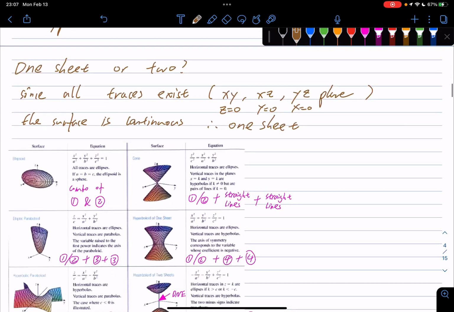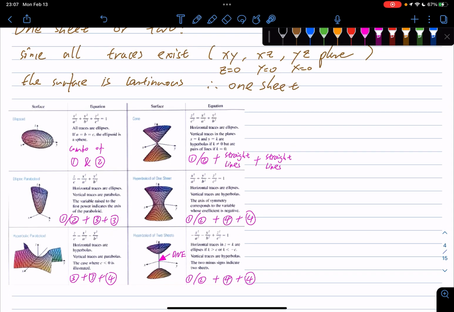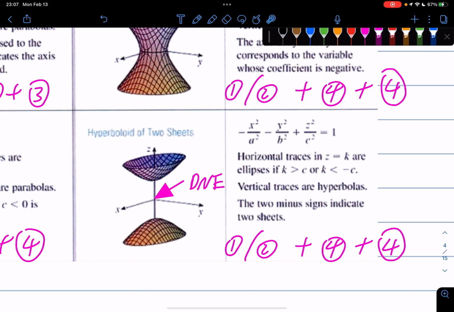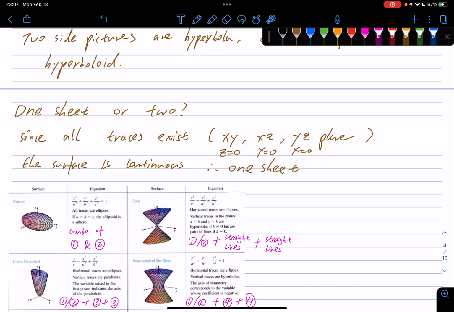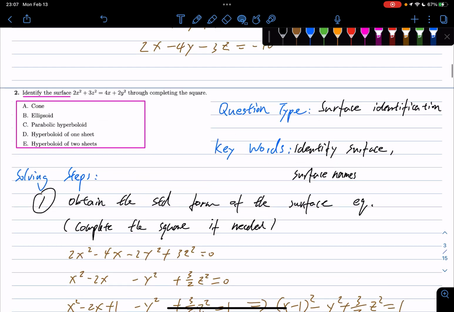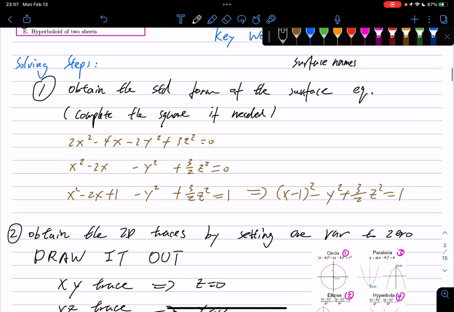And you can take a look at the graphs of them. For hyperboloids of one sheet, all traces will show up at the corresponding planes. But if it's two sheets, in this case, the xy trace simply wouldn't exist. To find the traces, or in this case level curves, we have to set the z values to a constant k rather than 0. Because all of the traces exist at x equals 0, y equals 0, z equals 0, the surface is continuous, therefore it's one sheet. So it's a hyperboloid of one sheet. The correct answer for this problem is going to be D. Okay. Question number 3.